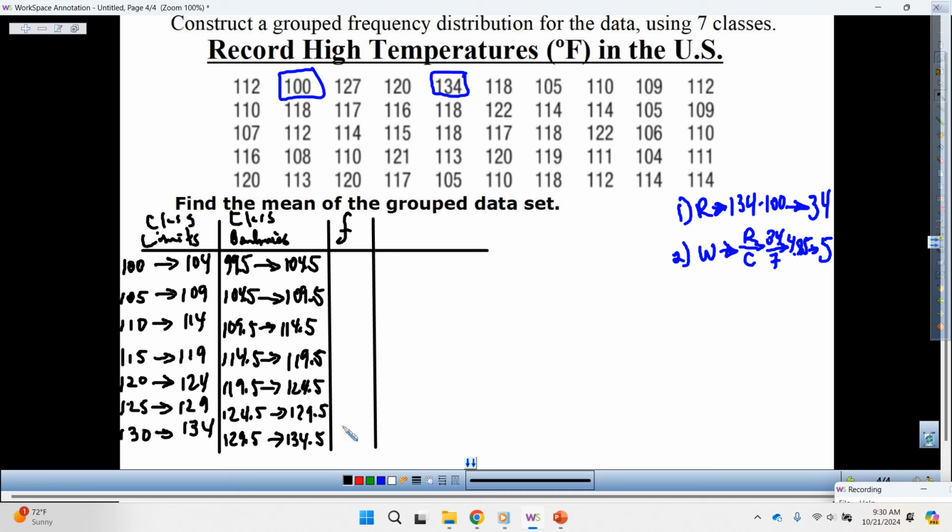We good? All right. So I'm going to use different colors for every class just so I can keep organized. I'm going to start with 100 to 104 for my frequency. So first class, do I have anything between 100 and 104? Nope. This one, 1.